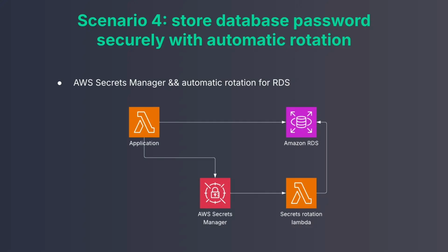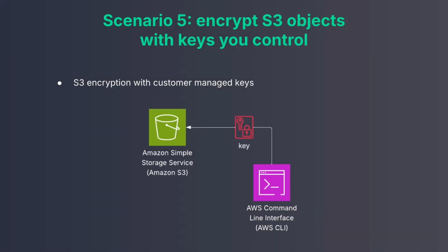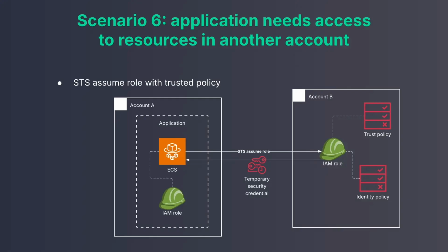Number 4. Store database password securely with automatic rotation. Solution here is Secrets Manager with automatic rotation configured for RDS. And scenario 5. Encrypt S3 objects with a customer key you control. Solution here is a customer managed key. Number 6. Application needs temporary credentials to access another account's resources. Solution here is STS assume role with a trust policy.